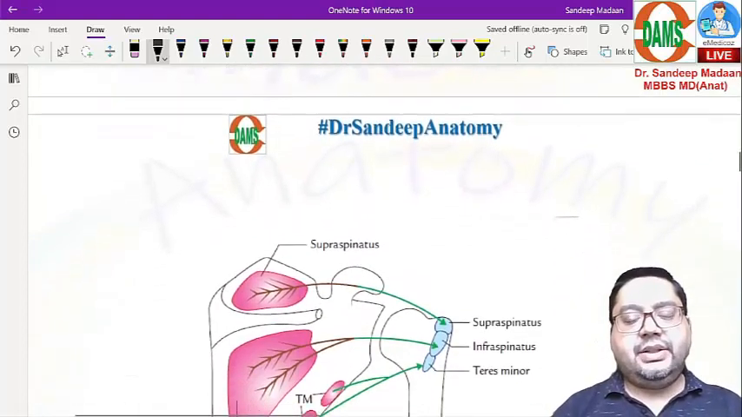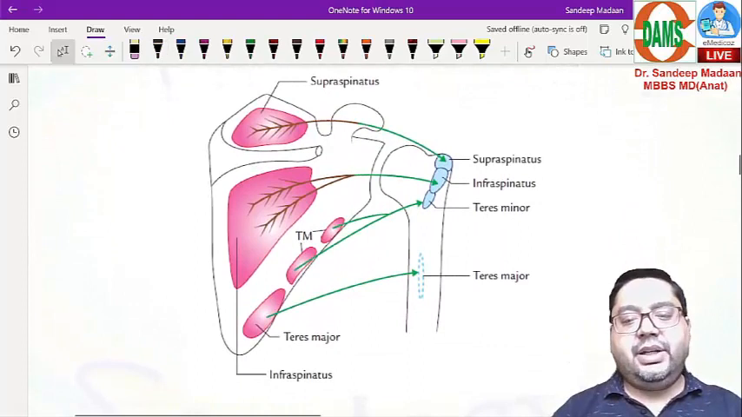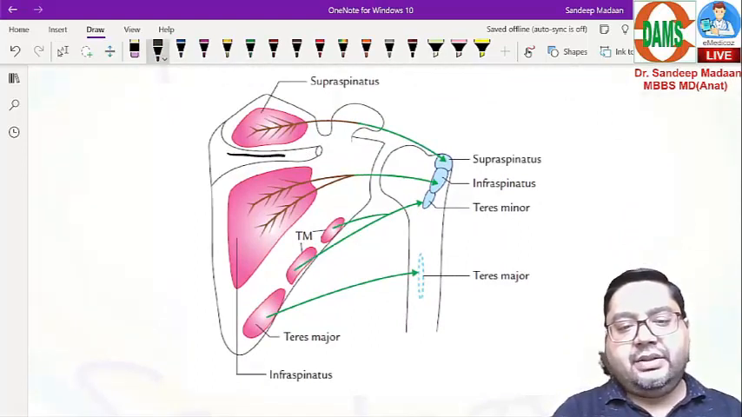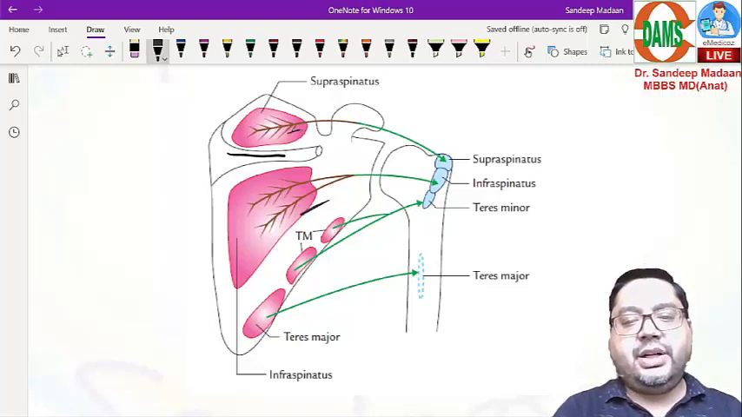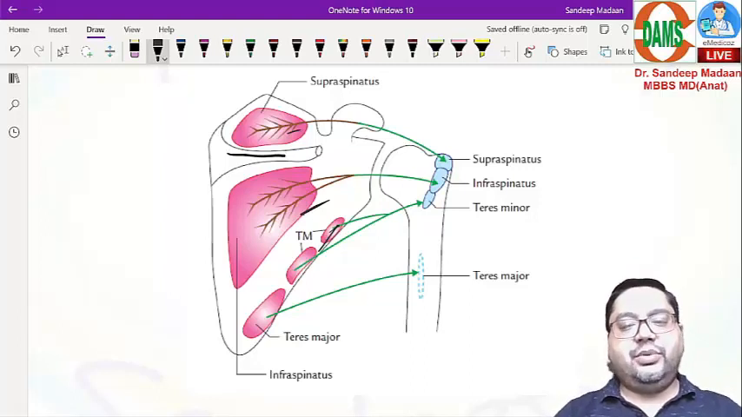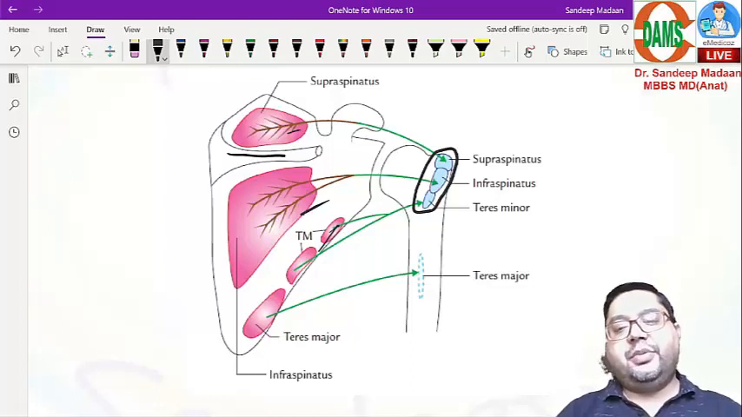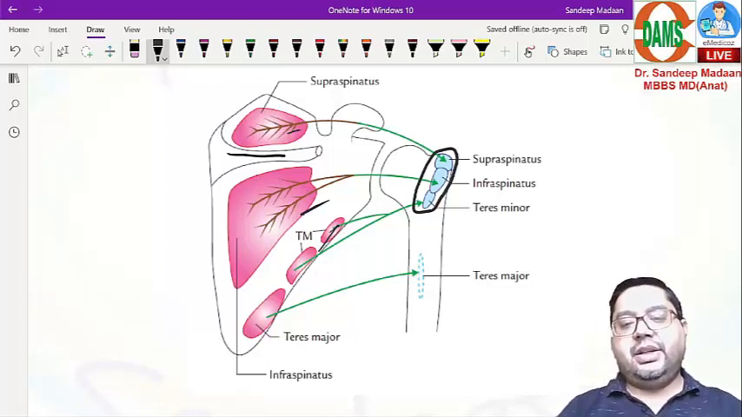And behind we can see we have supraspinatus, infraspinatus and the teres minor. Supraspinatus above, this is the spine, right? So supraspinatus above the spine, infraspinatus below the spine, and teres minor, it is coming from the lateral aspect of the scapula. And all these three muscles are attached onto the greater tubercle part, okay? Supraspinatus, infraspinatus and the teres minor.